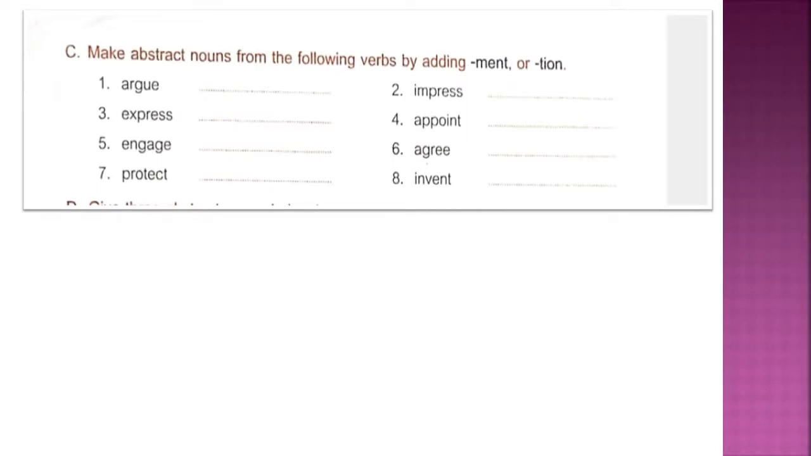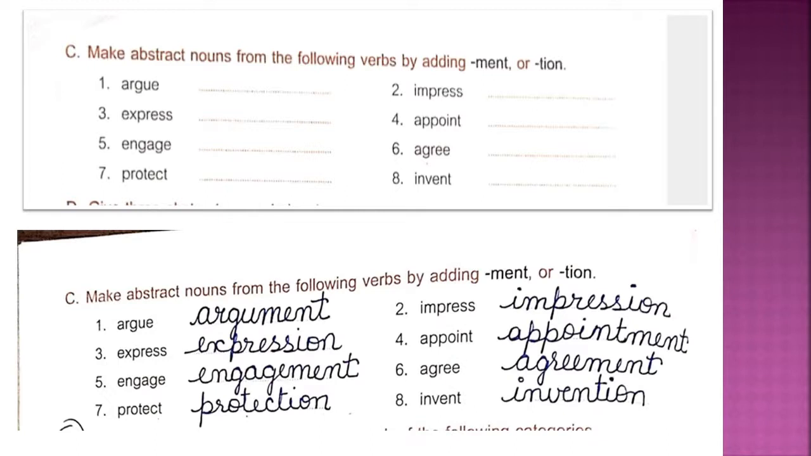Make abstract nouns for the following verbs by adding ment or tion. The first question is argue. Argue is a verb, and if you add ment to it, it becomes argument. The spelling of argument is argument. If you observe carefully, the letter E is omitted. This is because the word argument does not fall under the rule. That means it is an exception to the rule.